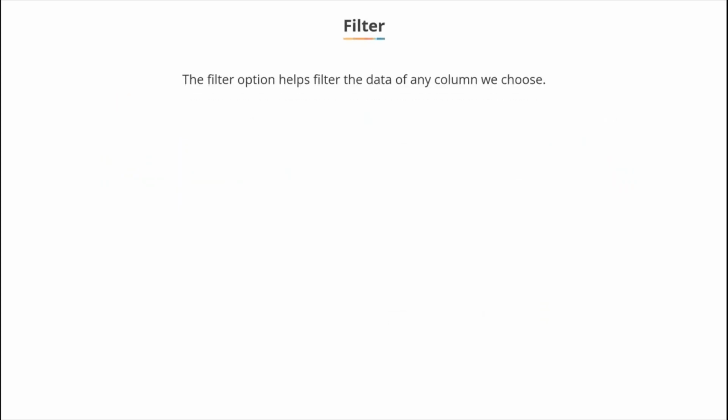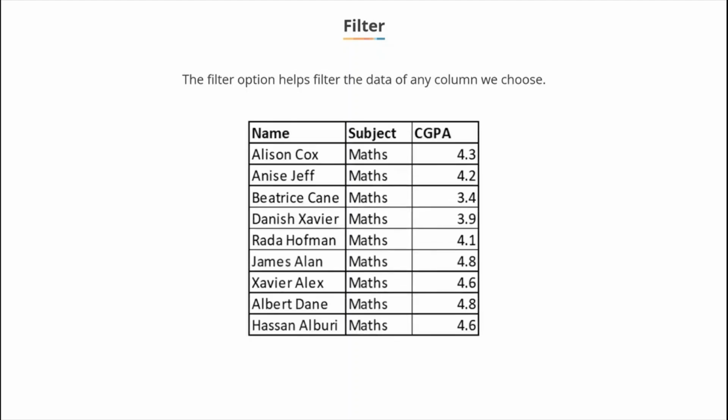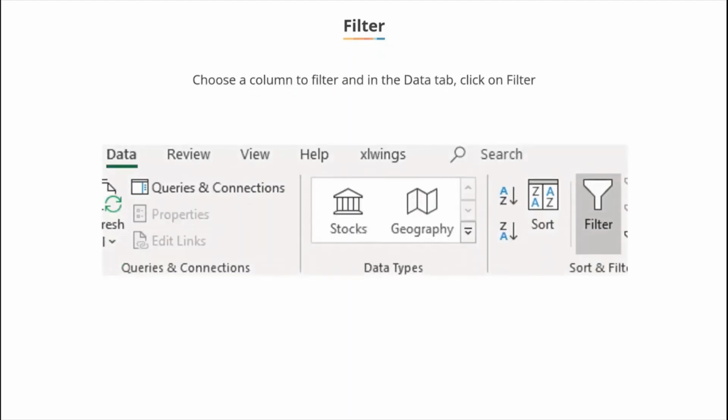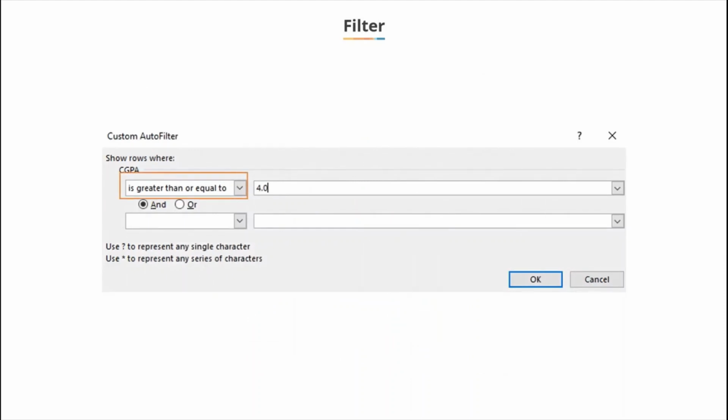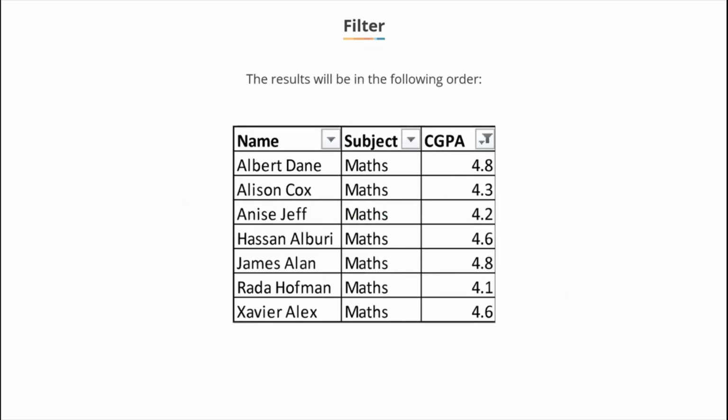Filter option allows us to choose any column we would like to filter the data on. Let us consider the same example. Now to filter the data, under Data tab, click on Filter. For example, we want to see the CGPAs that are greater than or equal to 4. So, we will choose the greater than or equal to option from the dropdown and then mention the number. In this case, it is 4.0. Then it will filter all data and give results in this order.